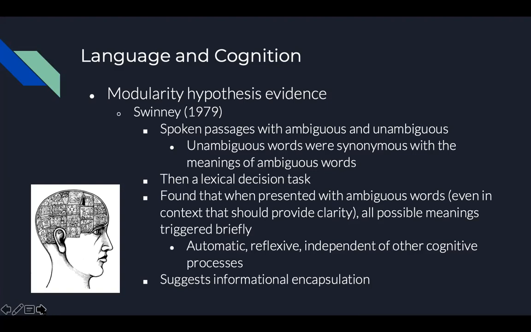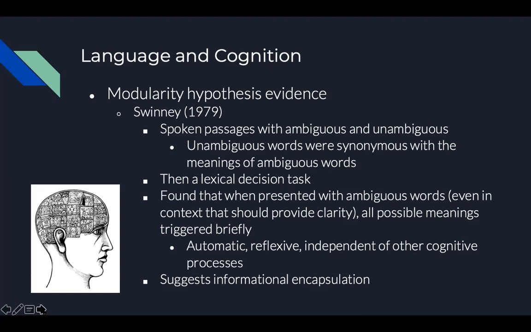And so Swinney found that when people were presented with an ambiguous word, when they came across a word that wasn't very clear, even when it was presented in the context of a passage in which you had other context clues that you could use to maybe help you figure out the meaning of the word, what happened was all of the possible meanings that could be associated with these more broad, vague words really just all came to mind really quickly. They were really triggered for just a fraction of a second.